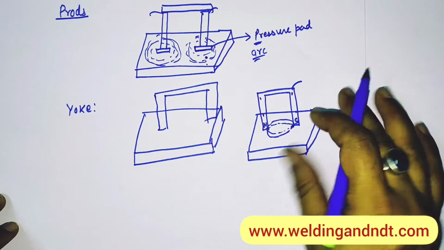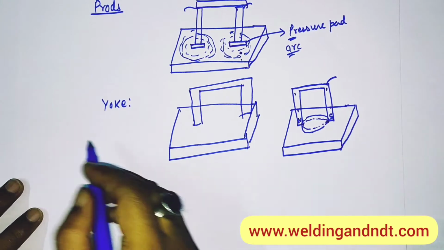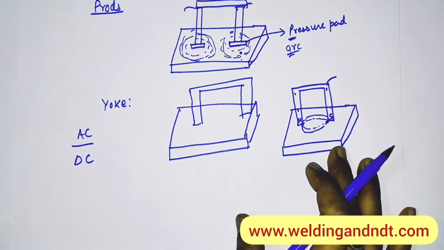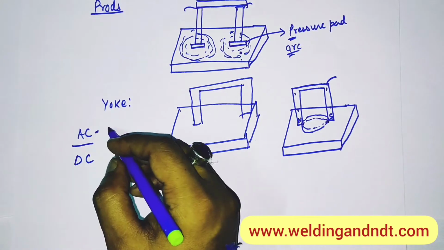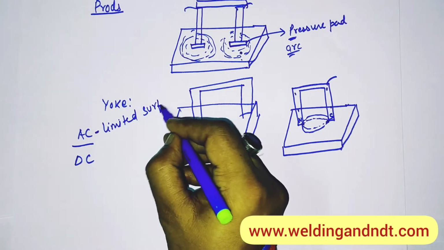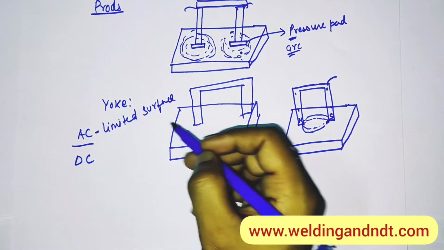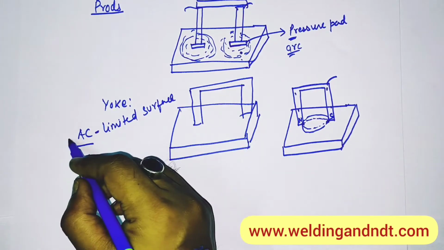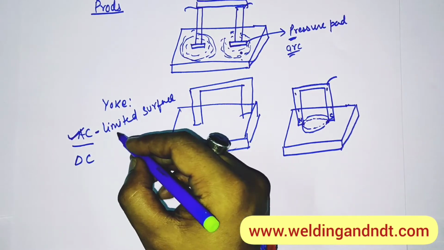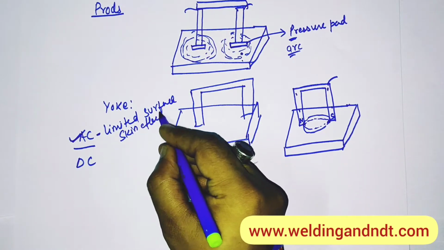Now friends, what happens? See, either prod or yoke or any instrument used for magnetizing, we can use two types of current. One is AC and the second one is DC, alternating current and direct current. So basically the alternating current is limited to surface only. It doesn't penetrate the subsurface area. Means we can check only the surface with the help of AC current. Means it is not recommended for subsurface. This is known as skin effect. The surface can be assumed as skin, so this is known as skin effect.